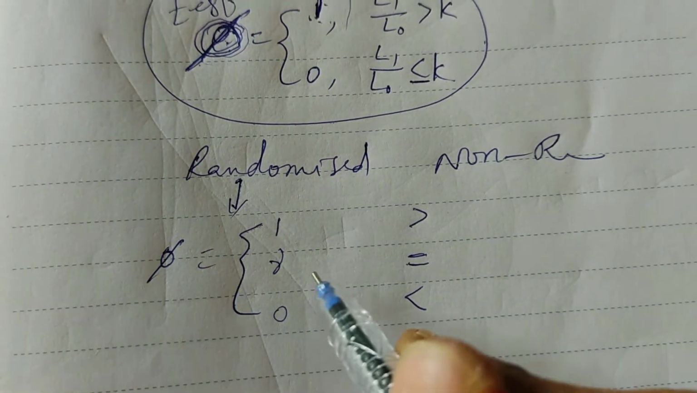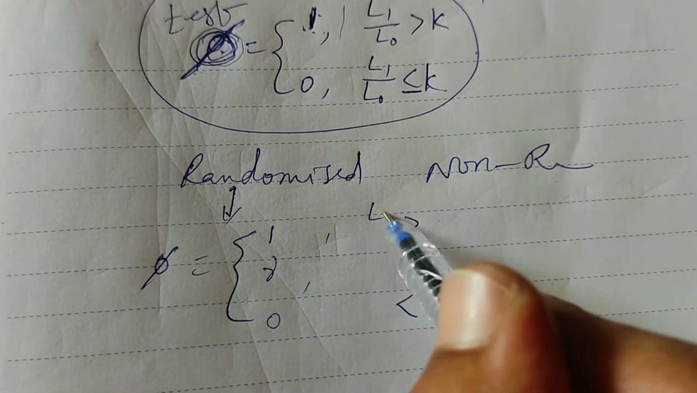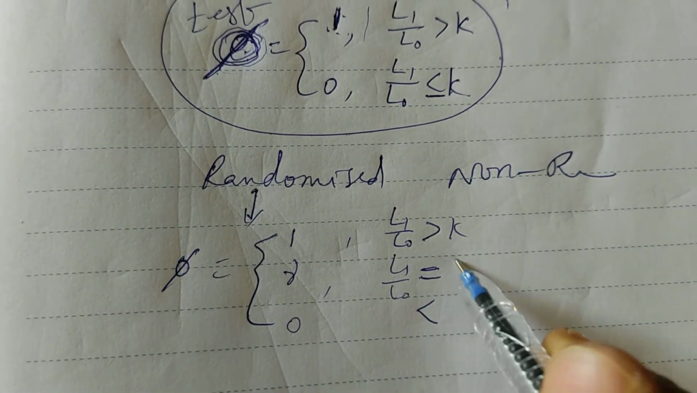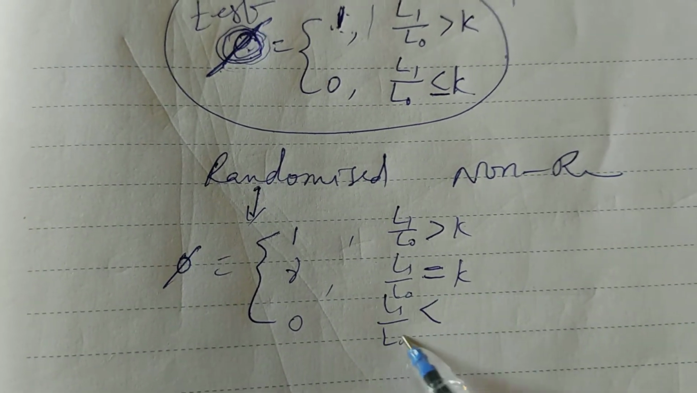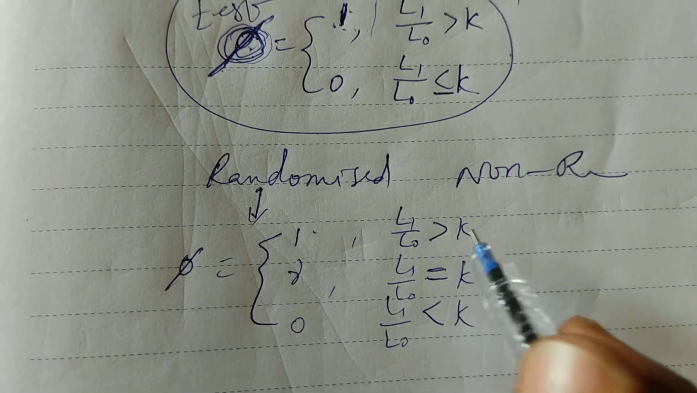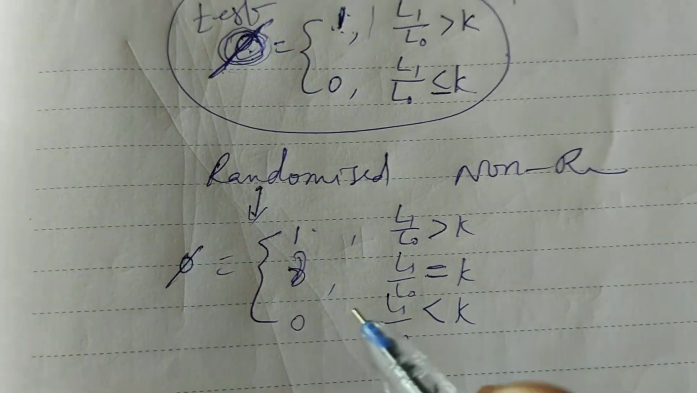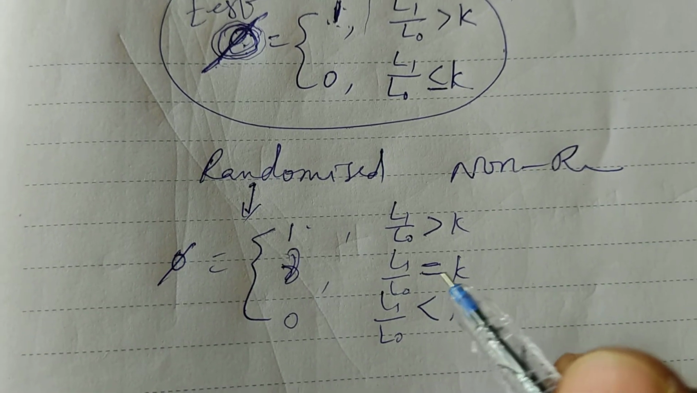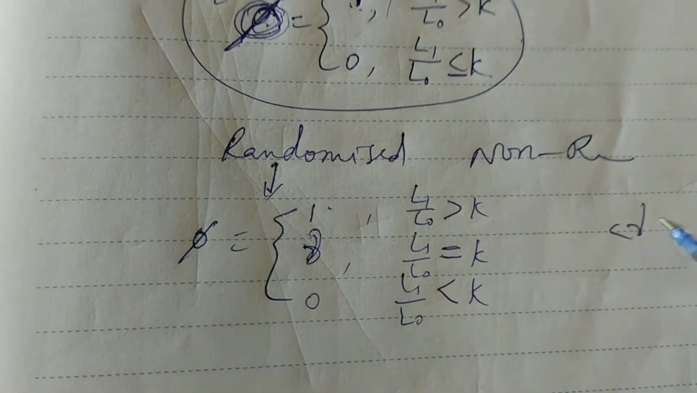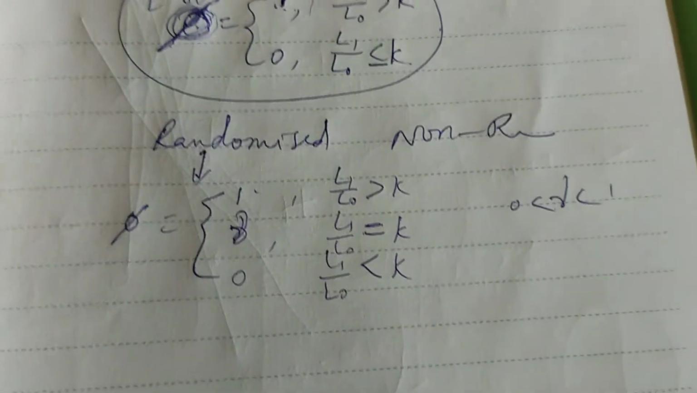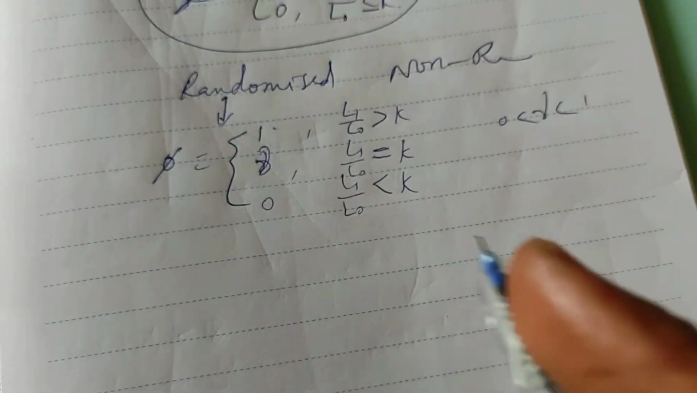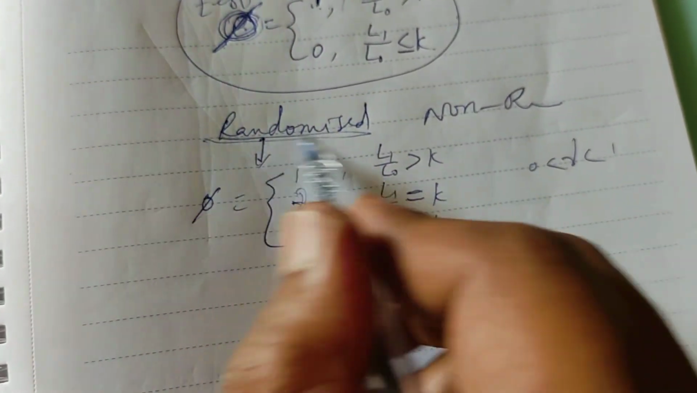So phi is 1 whenever L1 by L0 is greater than K, gamma whenever L1 by L0 is equal to K, and 0 whenever L1 by L0 is less than K. Whenever this ratio is greater than K, the value is 1; whenever it is equal, the value is gamma, a constant; and it is 0 when less than K. Here this gamma lies between 0 and 1. It should not be equal to 0, it should not be equal to 1. It should lie in between both. So this is called a randomized test.